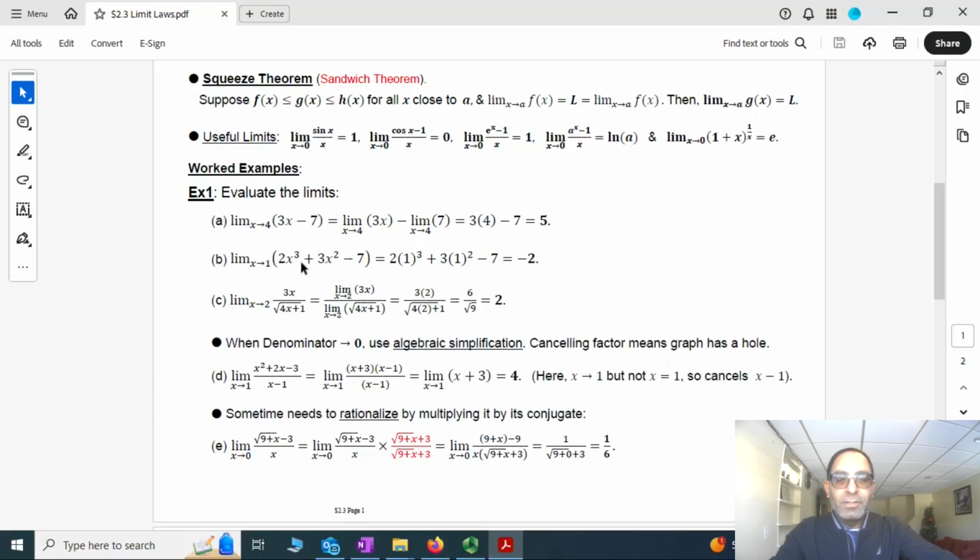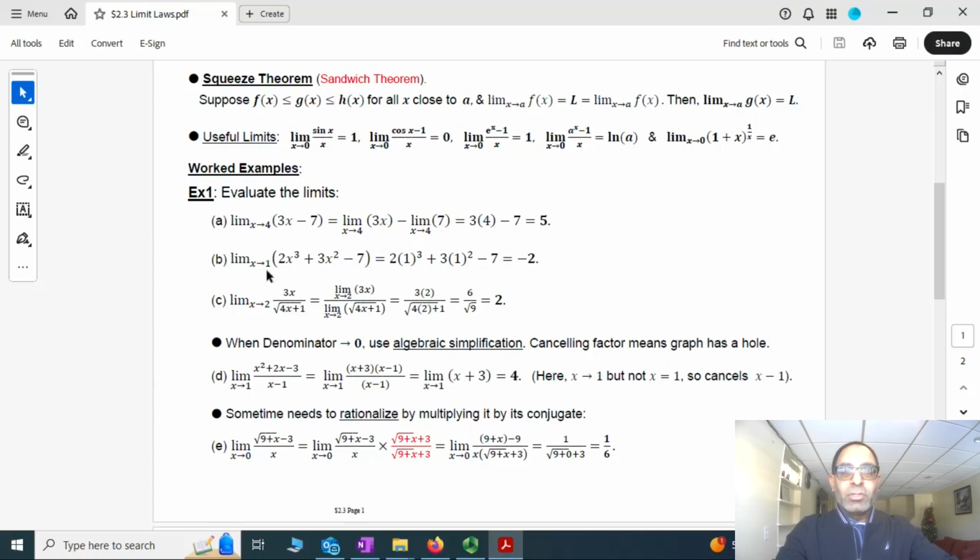The limit of the function 2x cubed plus 3x squared minus 7 as x approaches 1 equals. Now here in our expression we have the sum of these two functions and the difference of another function there.